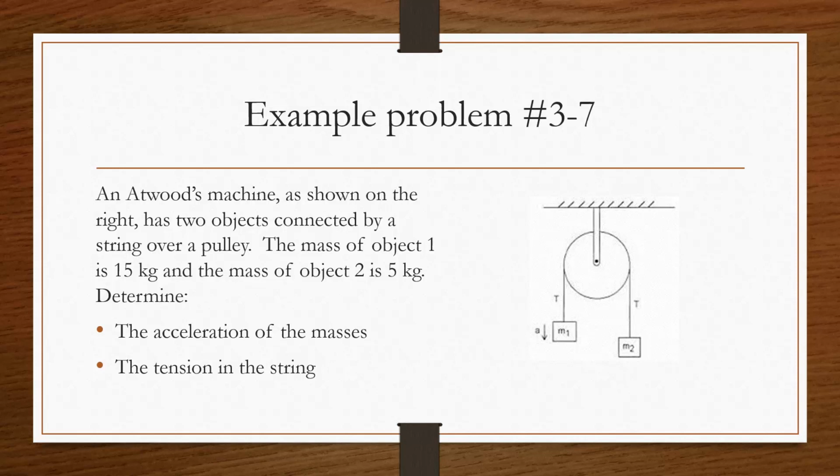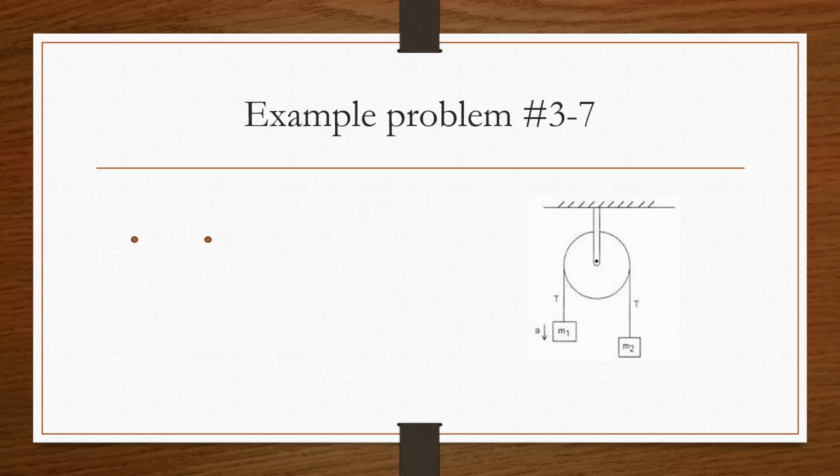We can all agree that this system is going to accelerate. We can probably also agree that mass 1 is going to accelerate downward and mass 2 is going to accelerate upward because mass 1 is bigger in mass than mass 2 is. So those are things we know for sure are going to be true. Another thing that we can probably say is true is that the acceleration of these two masses is the same because they're stuck in the string.